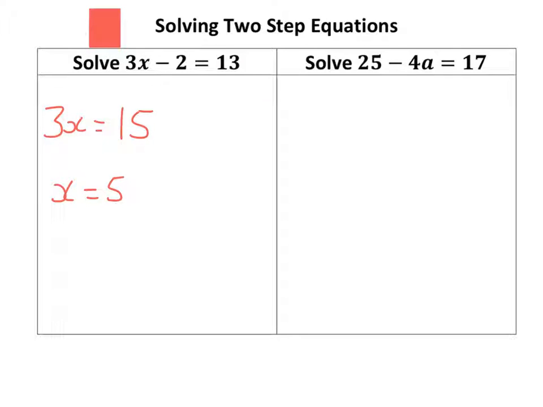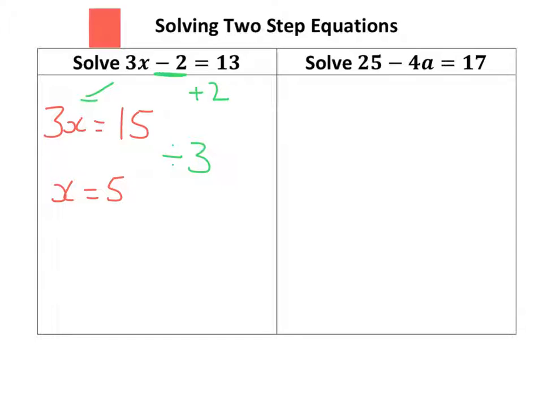Now all I've essentially done there, and I'm doing my workings in green here, is I've added 2 to both sides, because I've got this negative 2 here. So if I add 2 to both sides, I just get left with 3x. If I add 2 to 13, I get 15, because I must do the same to both sides. Then if 3x is 15, 1x has got to be 5, because I'm dividing by 3.